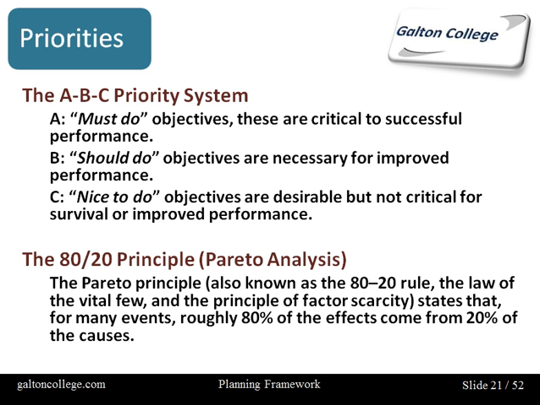The 80-20 principle, known as the 80-20 rule, or the law of the vital few, or the principle of factor scarcity. This states that for many events, roughly 80% of the effects come from 20% of the causes. So if it's possible to identify the 20% that's causing the 80%, clearly they are priorities.